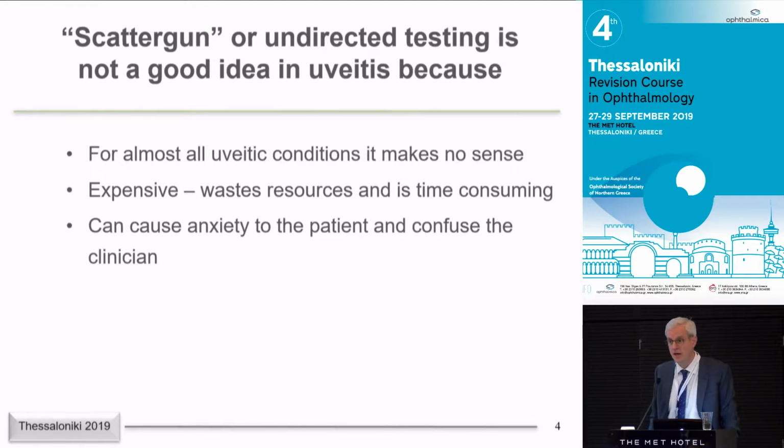If you start MRI imaging patients with intermediate uveitis, you can pick up all sorts of non-progressive, radiologically isolated lesions, which actually have nothing to do with MS, and that causes a lot of anxiety. So you need to be careful what you do.